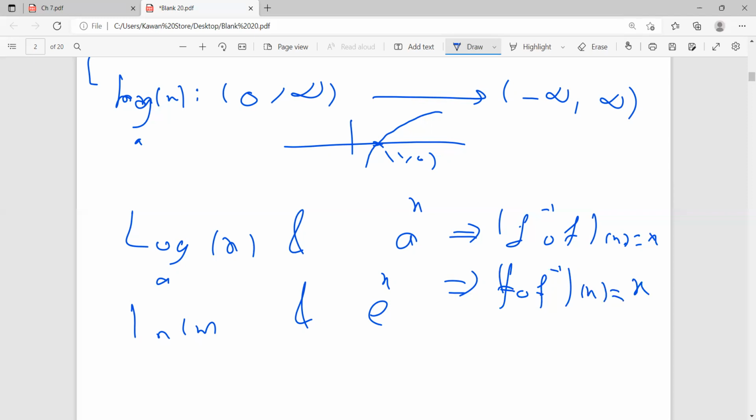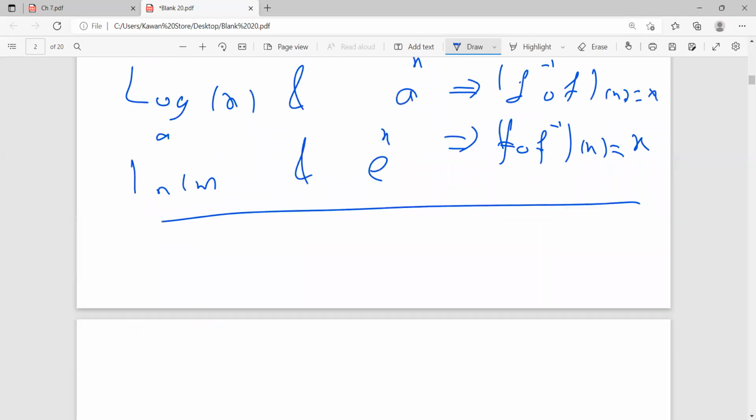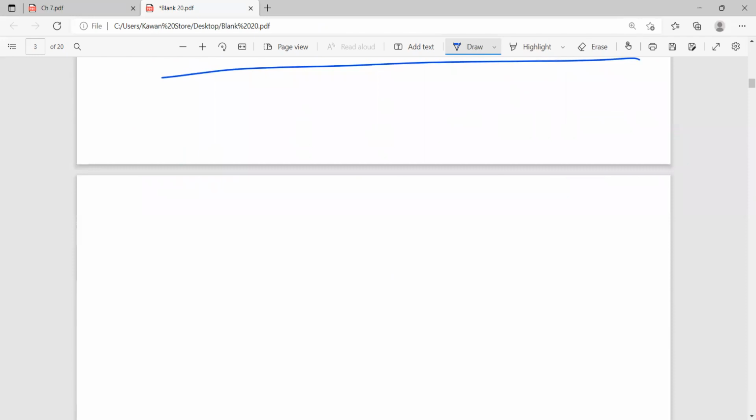How do we check the inverse? How did we check before? Do you remember? We use that one. I told you you are free to use that one or that one, but we used that one. So here we are. Okay, so for example, let me tell you, log of a to the power x. This means that f circle f inverse of x is equal to x.